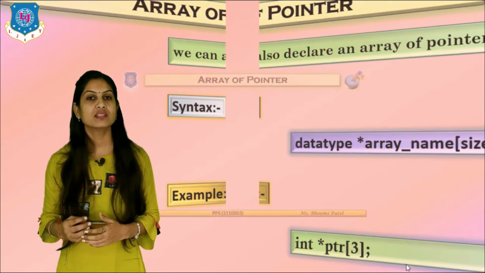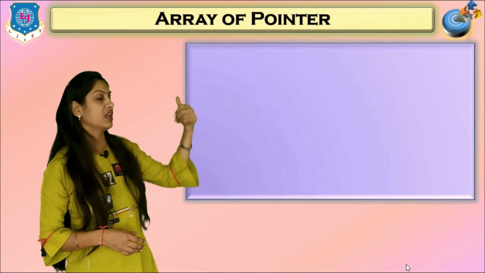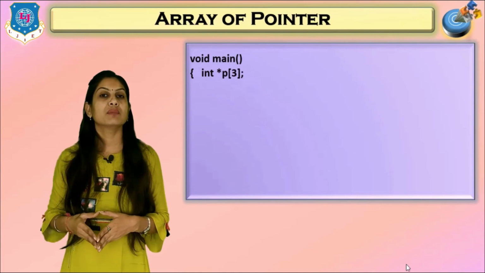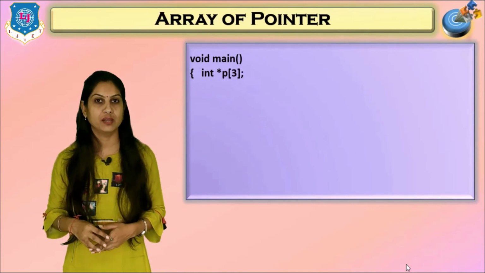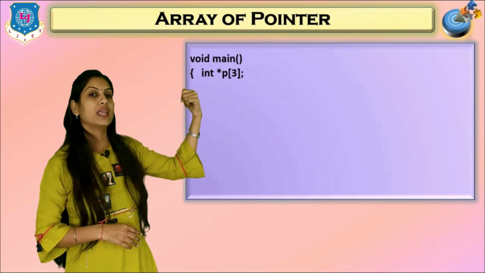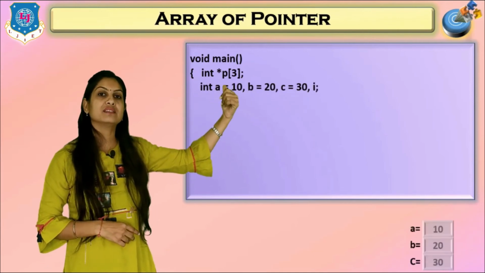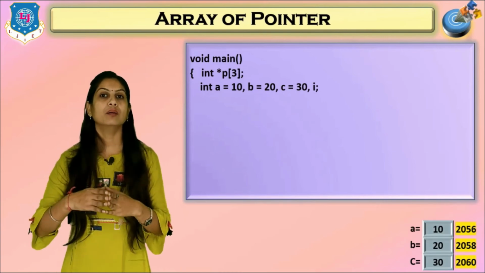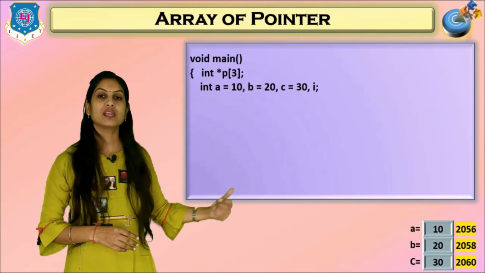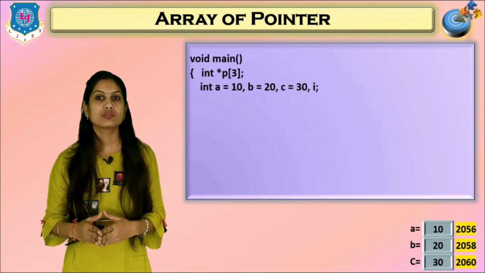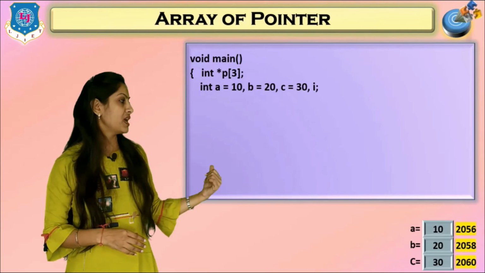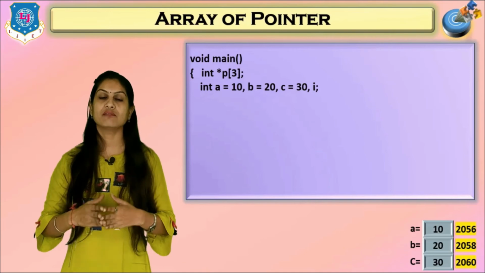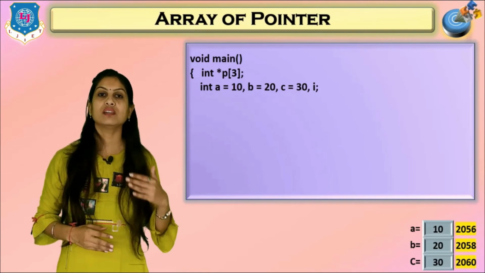Now understand with one simple example. Here I am taking the same concept, int *p[3], meaning p is nothing but my array having 3 pointer variables. Then int a = 10, b = 20 and c = 30. These three are nothing but simple variables having some location, that I am specifying in my figure. Now a has suppose location 2056, b has 2058 and c has 2060 location, and the values will be 10, 20 and 30.